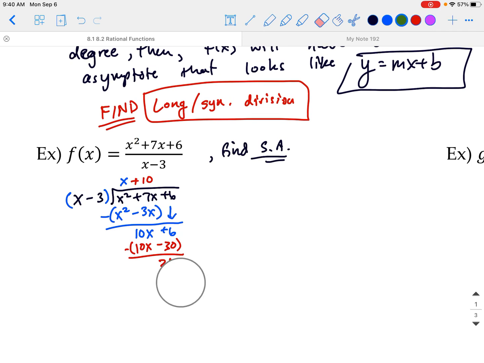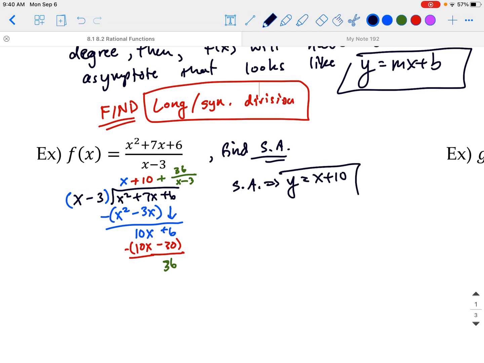So what we're going to get here is the remainder. Our remainder is 36, and so we'll write that as 36 over x minus 3. The question is, what do I do with that 36 over x minus 3? Because if it looks like y equals mx plus b, that means that my slant asymptote is y equals x plus 10.